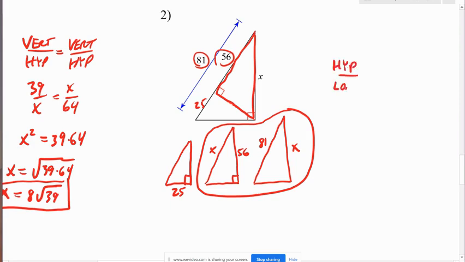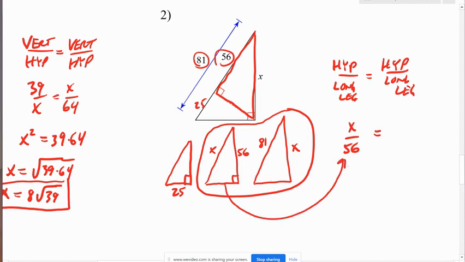Hypotenuse over long leg equals hypotenuse over long leg. Or if you flipped it and did both of them upside down, long leg over hypotenuse equals long leg over hypotenuse, that would be okay too. The order doesn't matter as long as you do both proportions the same way. So I'm doing hypotenuse X over long leg 56 in the first triangle, and then in the second triangle, hypotenuse 81 over long leg X.